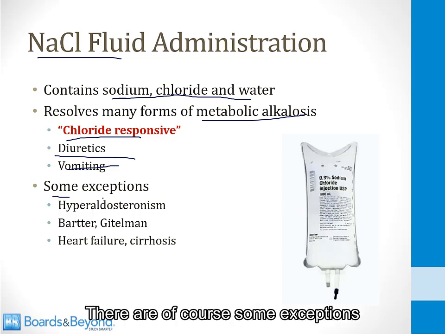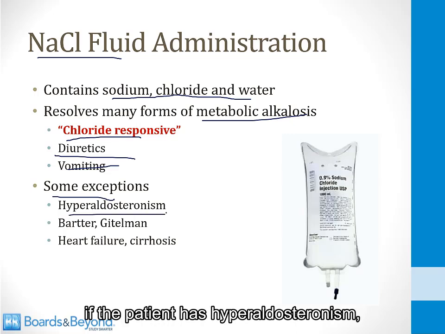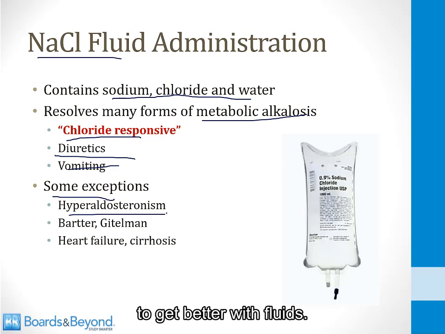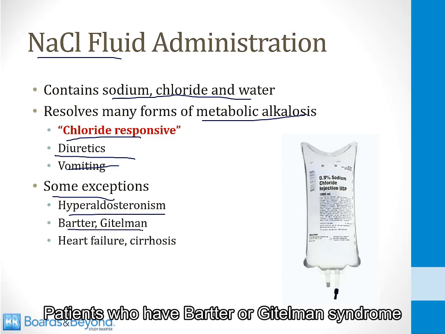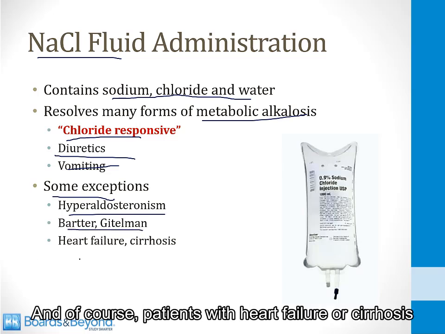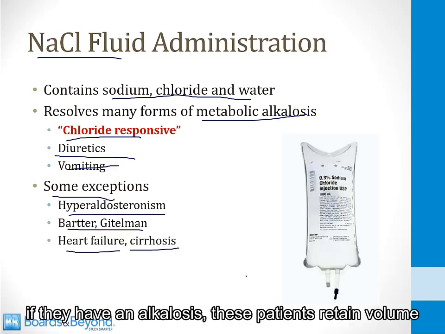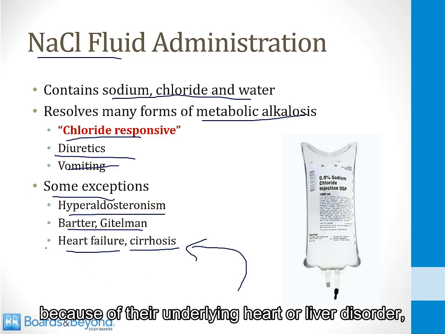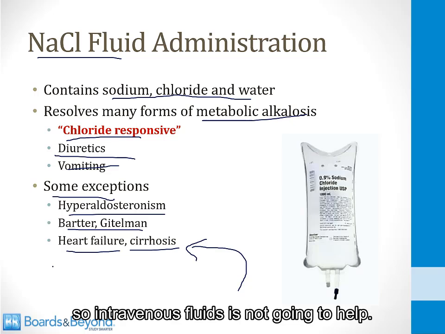There are, of course, some exceptions. If the patient has hyperaldosteronism, the metabolic alkalosis is not going to get better with fluids. Patients who have Bartter or Gitelman syndrome are not going to get better. And of course, patients with heart failure or cirrhosis, if they have an alkalosis, these patients retain volume because of their underlying heart or liver disorder, so intravenous fluids are not going to help.